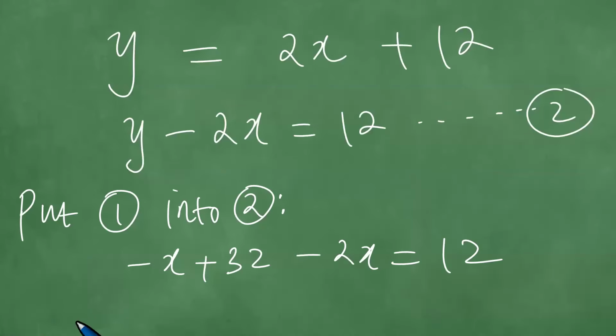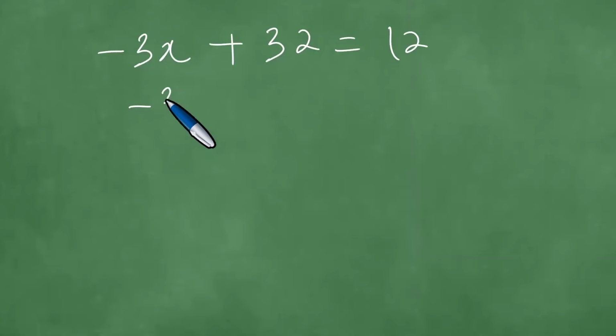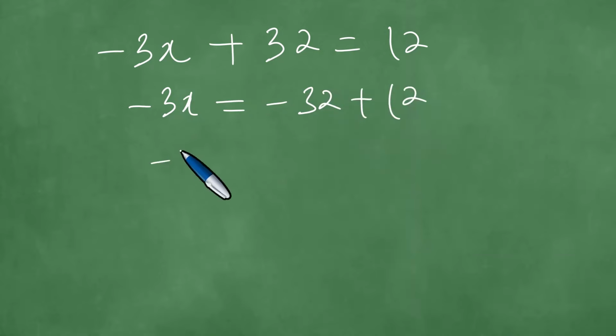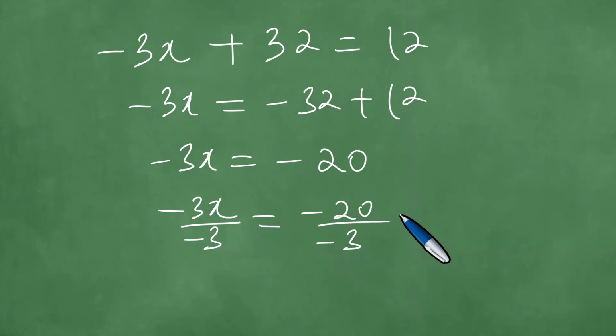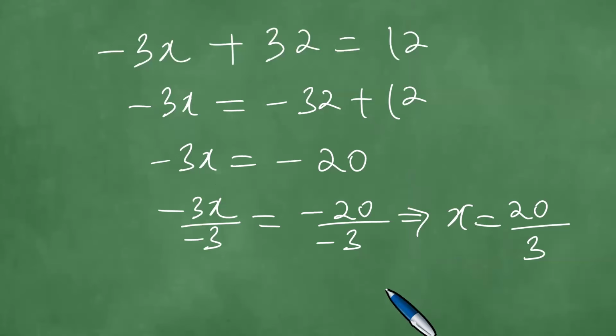So minus 3x plus 32 is 12, and we have minus 3x equals minus 32 plus 12, which is minus 20. At this point you have minus 3x equals minus 20, you divide by minus 3, and the result is x equals 20 out of 3. Just note that x is 20 out of 3.